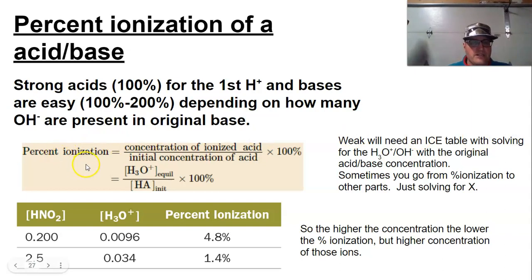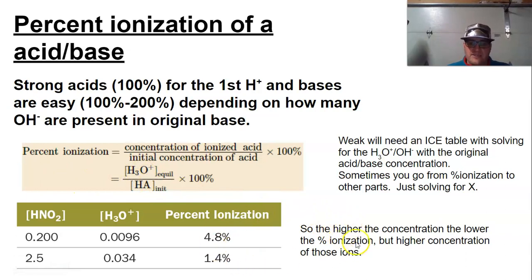So you have a very simple formula. Concentration of the ionized over the initial. So your hydronium over the concentration of the acid, and again, hydroxide over the concentration of the base. Again, they often ask for the hydronium concentration. But keep in mind, sometimes you are given the percent ionization and they want you to solve for this. So in any of these equations, you should be able to solve for any of the unknowns.